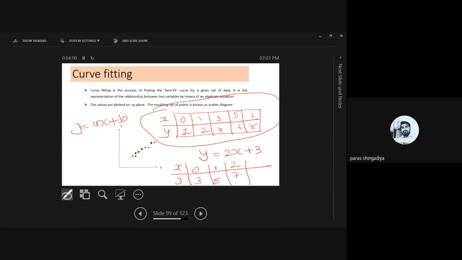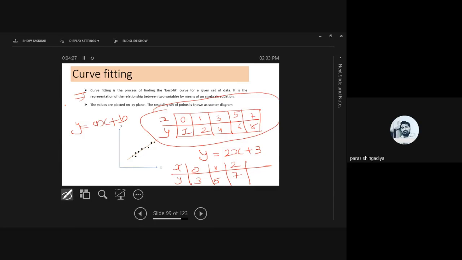So we'll identify one equation of a straight line in the form ax plus b, otherwise a plus bx. Which unknown values are here? a and b are the unknown values that you have to predict. Clear? And if you consider the definition, curve fitting is the process of finding the best fit curve. Best fit means we cannot find the exact equation by using this process. We can find the approximate equation which is nearer to these points.